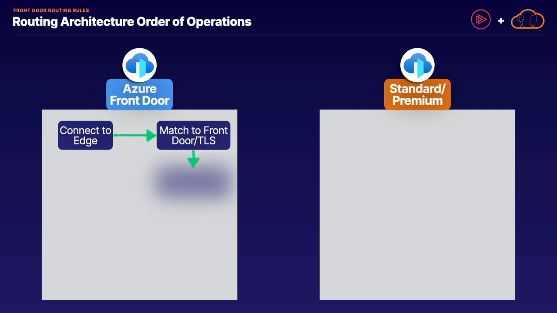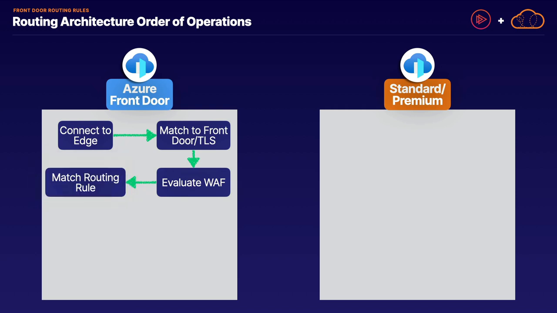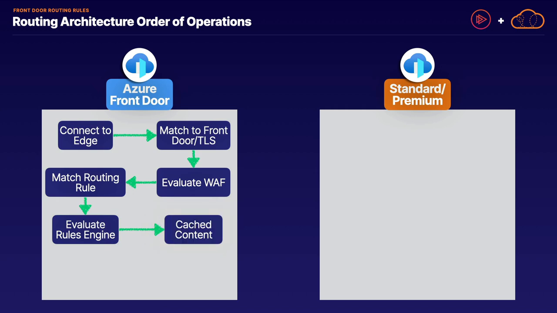And then we have the evaluation of those WAF rules that we have on our web application firewall. Then we have matching routing rules to determine which routing rule is actually listening for the front end that has been requested by the client. And once that happens, then we evaluate that rules engine, those rule sets that we have configured on that routing rule. And then the cache content settings are evaluated, and whether or not to cache content. And then we select a backend, right? One of those resources in our origin group, and forward that request to that origin group.